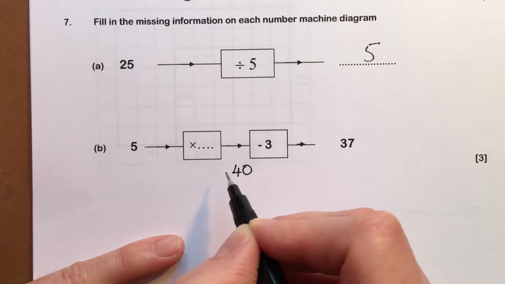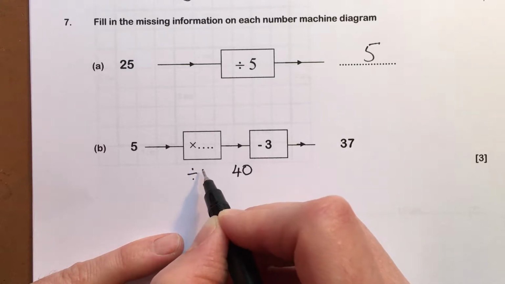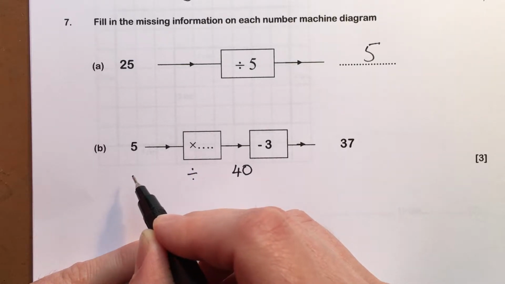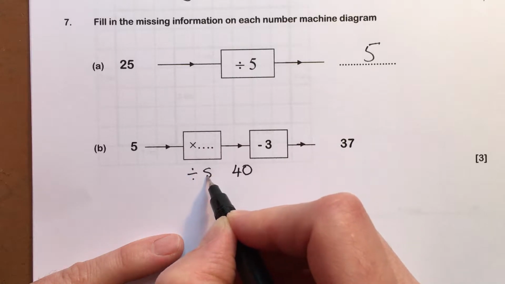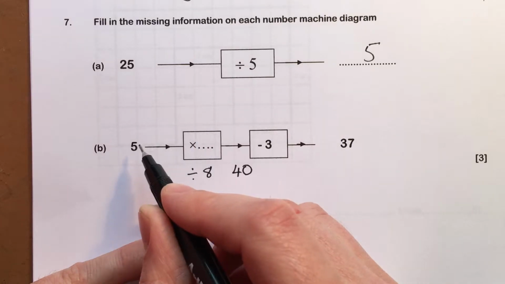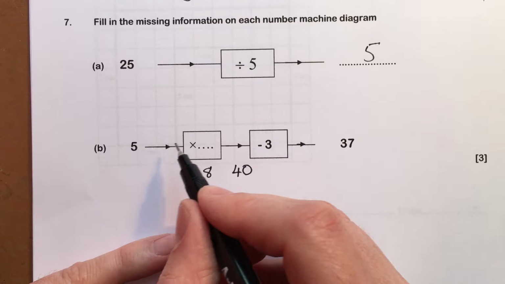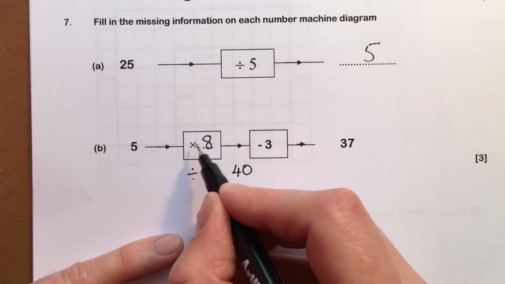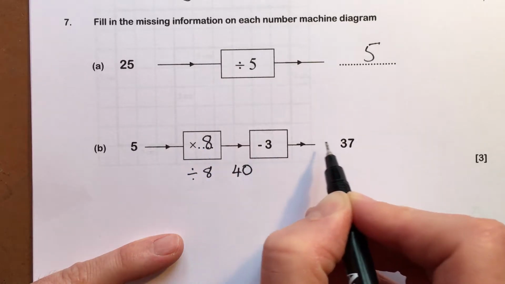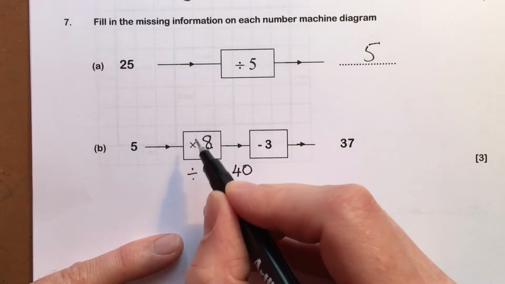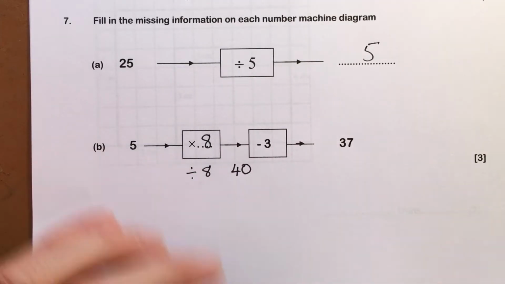From 40, I'd have to divide by something to get to 5. That something was 8. So actually, if I start from the beginning at 5 and I multiply by 8, that gets me to 40. Brilliant. 40 take away 3 gets me to 37. Good. So all we needed there was an 8. Next page.